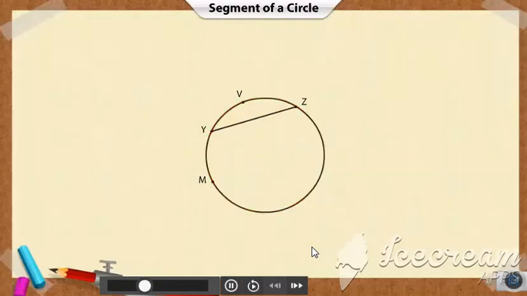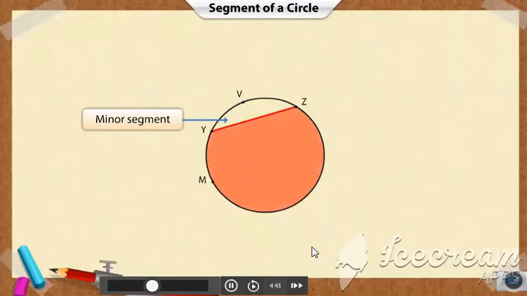Okay, let's now focus on the chord YZ. You will see that this chord divides the circle into two parts. Each of these parts is called a segment of the circle. The smaller of the two, that is YVZ, is called the minor segment, and the bigger part, that is YMZ, is called the major segment of the circle.